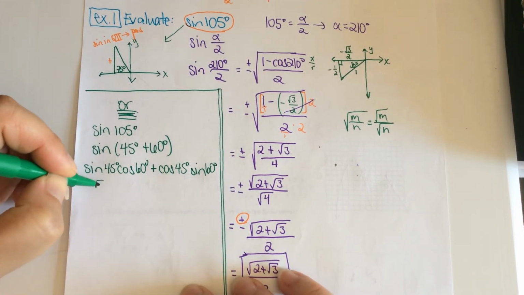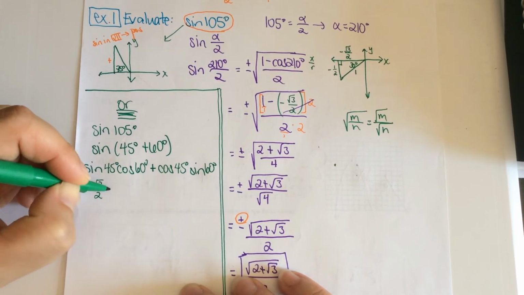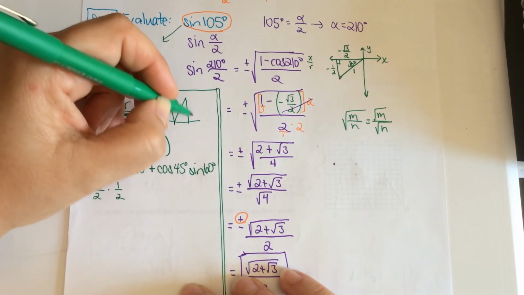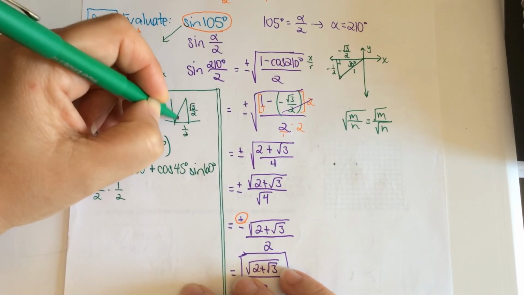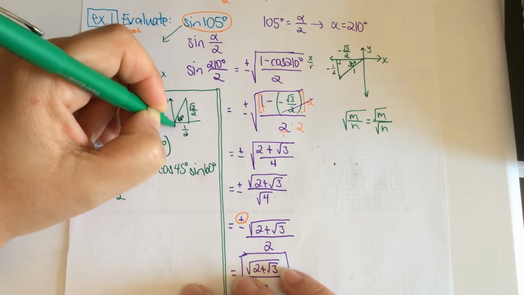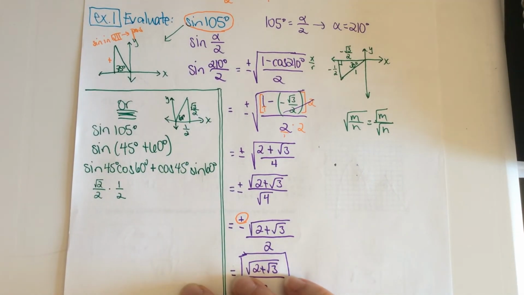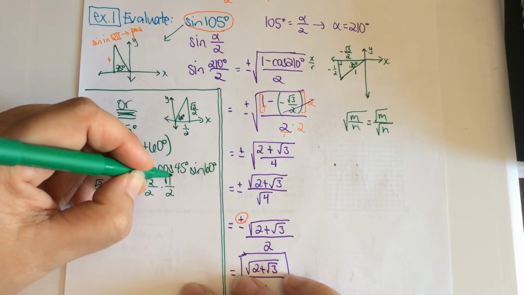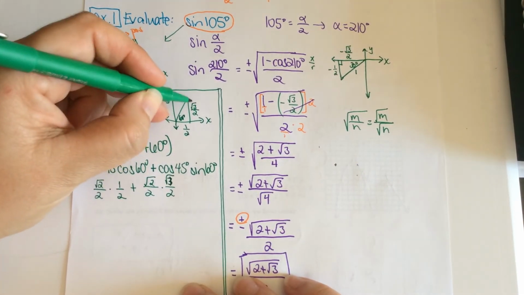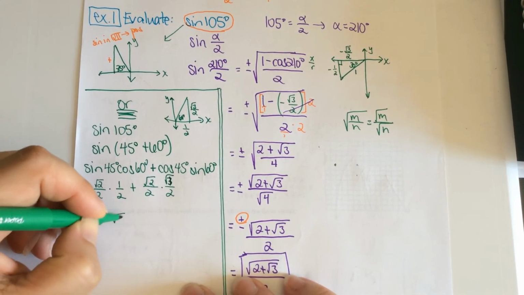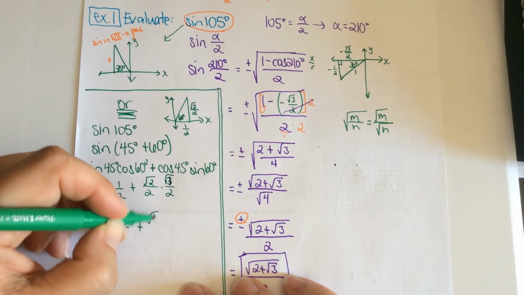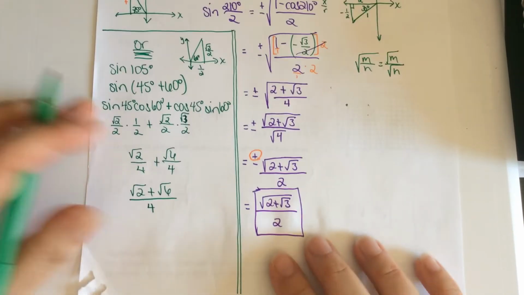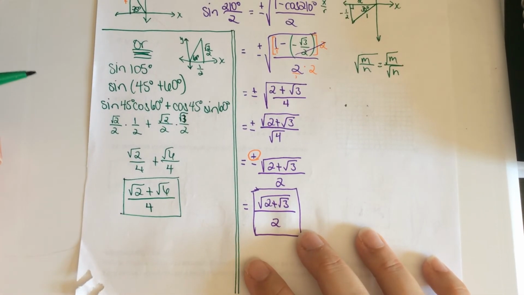So hopefully you got sine of 45 is rad 2 over 2. Cosine of 60 is 1/2. If you need to draw a picture, draw yourself a picture. Hopefully you don't need a picture for the 45s. Ideally you don't need a picture for this, but it's okay if you do. Cosine of 45 and sine of 60, the y value. So we end up with what? Root 2 over 4 plus root 6 over 4. And those have a common denominator, so I can smush them together. And I have my answer.